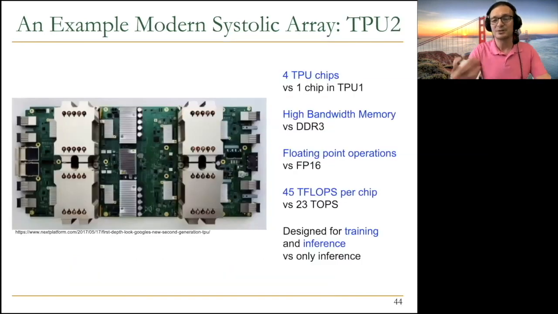Okay, later, Google actually developed other TPUs, which are based on the same fundamental principle, but they basically figured out that you need more parallelism to do the training. So they have 4 TPU chips as opposed to 1. They have high bandwidth memory so that they can do memory access much faster and much higher bandwidth. They have floating point operations to do the training better, as opposed to some proprietary format that they had. Now they can do 45 teraflops per chip, and this is designed for training and inference versus only inference in the prior TPU chip that I showed you over here.